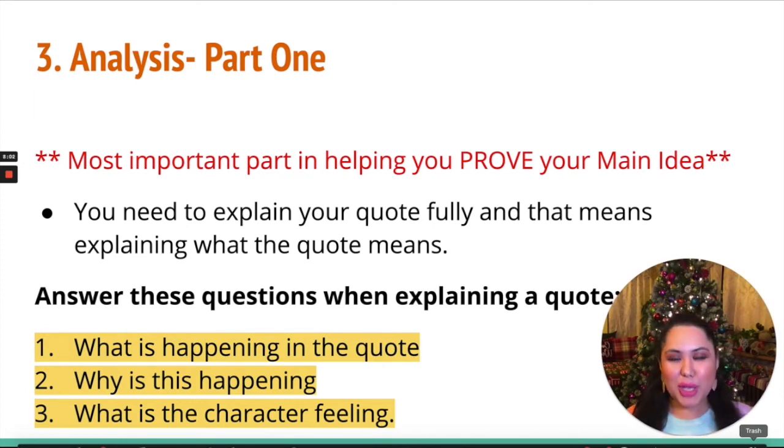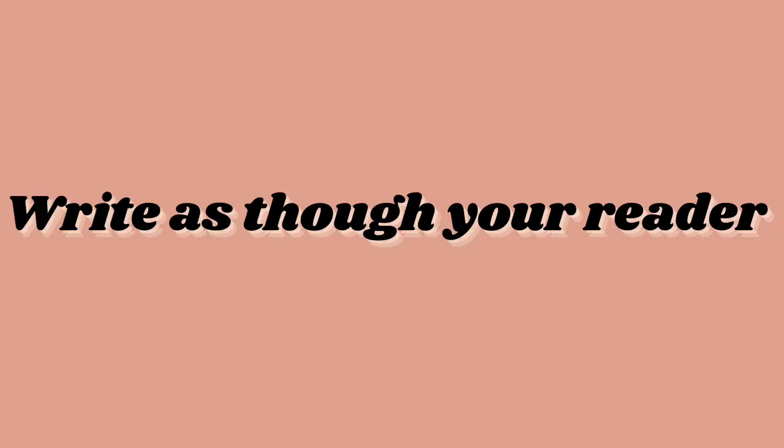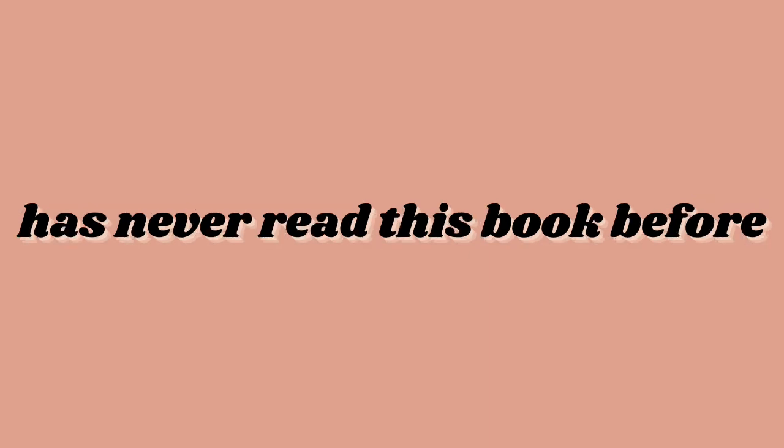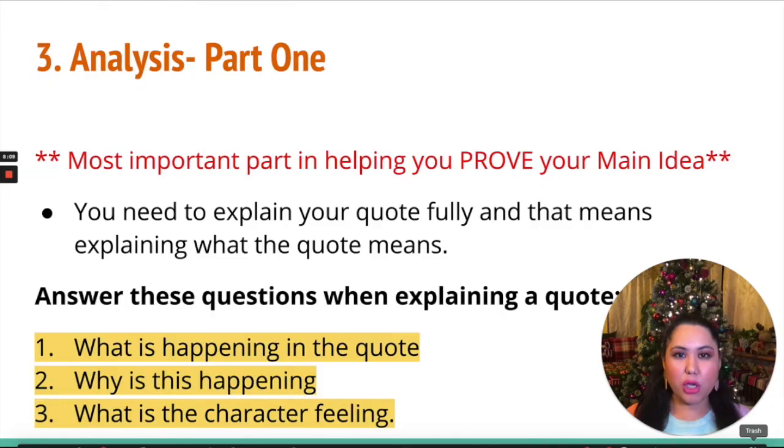Now remember, you want to be writing as though your reader or your teacher has never read this book or story before. So you want to be extremely clear. You're using a quote to give proof, but you're also explaining your proof. There's a lot of explaining that goes into writing an essay, and saying things over again. But that's really the formula, and that's how you can get a good grade and write stronger essays. Let's go to analysis part 2.